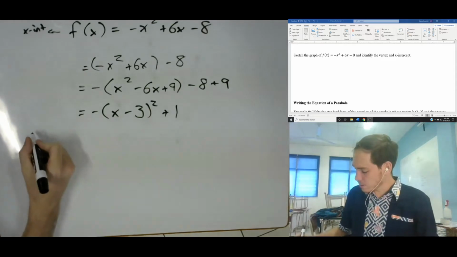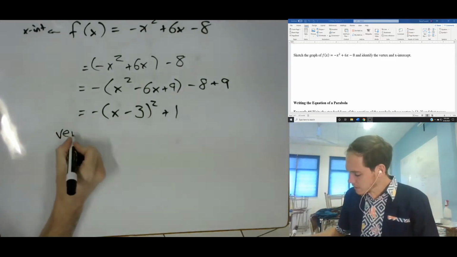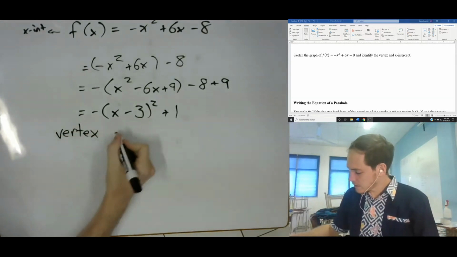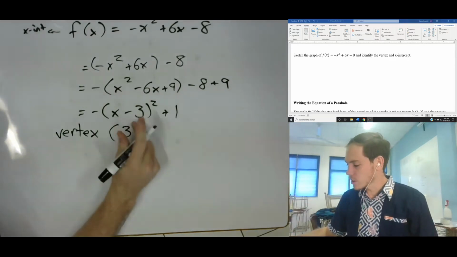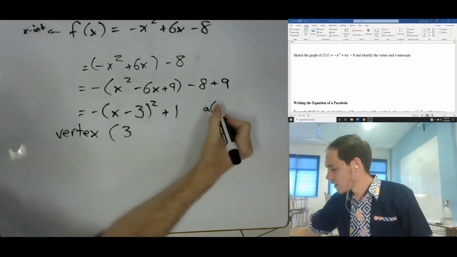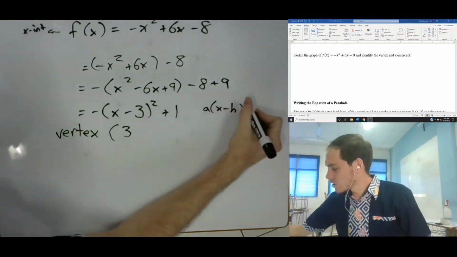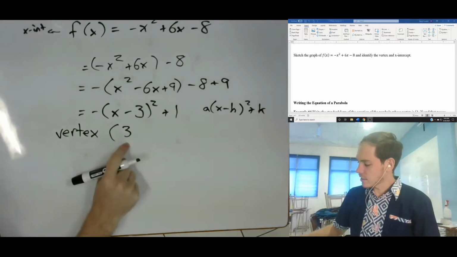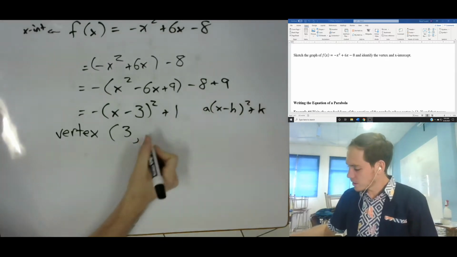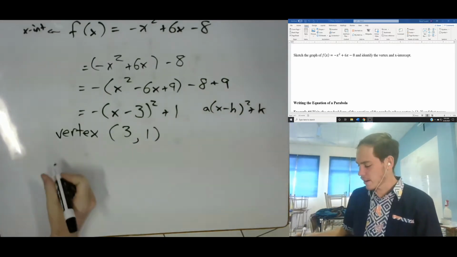What's our vertex, people? Vertex is 3, because remember it was a x minus h squared plus k. So this means it's 3, and this means it's 1, so our vertex is 3, 1.